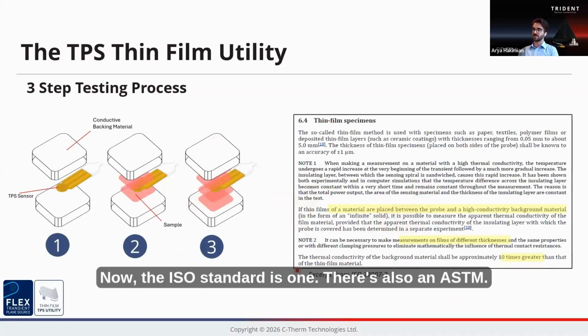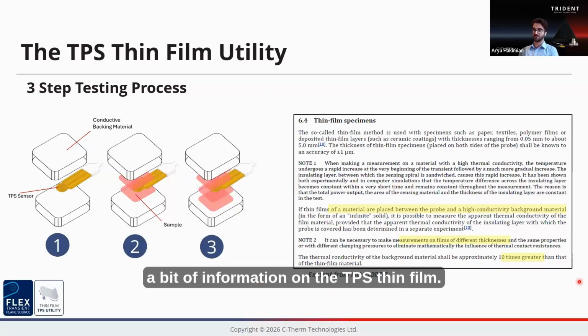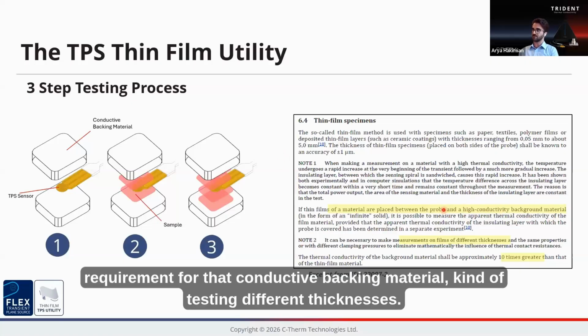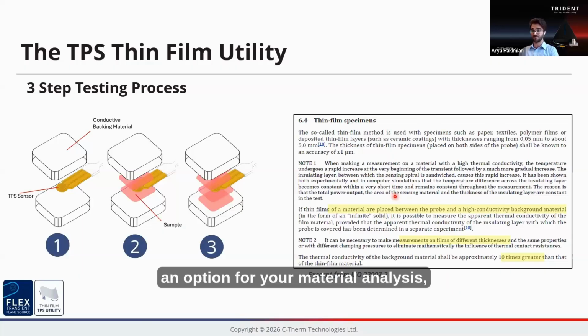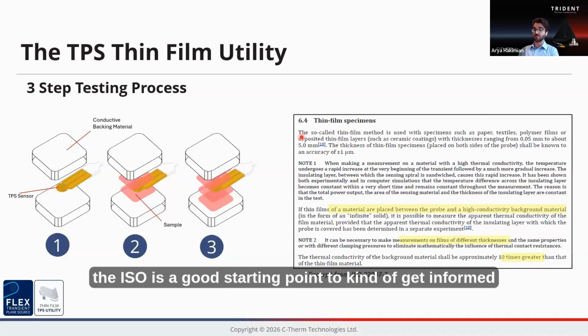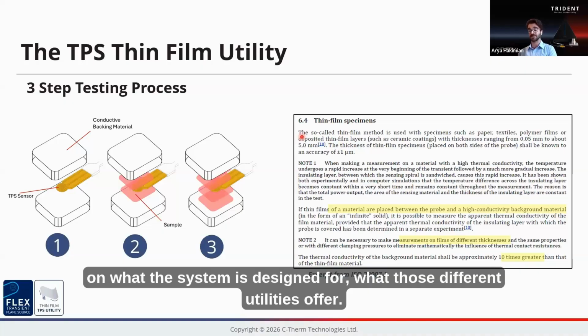Now, the ISO standard is 1. There's also an ASTM, but ISO 22007-2 is one standard that does detail quite a bit of information on the TPS thin film. So I've put a little excerpt here, talking about the requirement for that conductive backing material, and testing different thicknesses. I will say, if you're interested in the TPS method as an option for your material analysis, the ISO is a good starting point to get informed on what the system is designed for, what those different utilities offer.